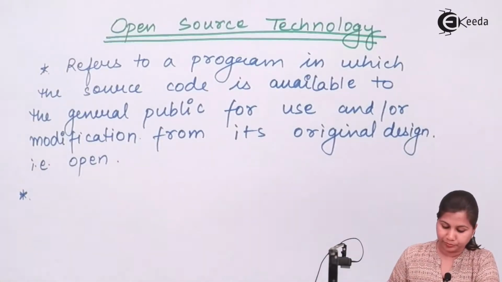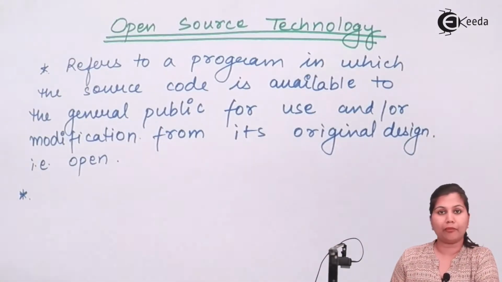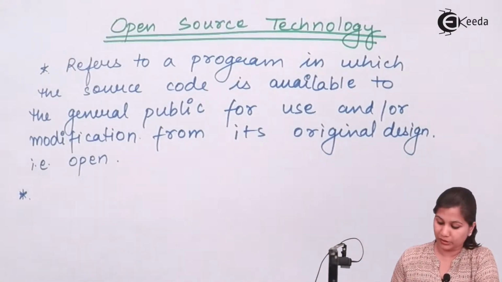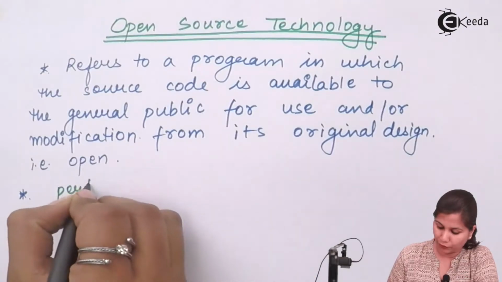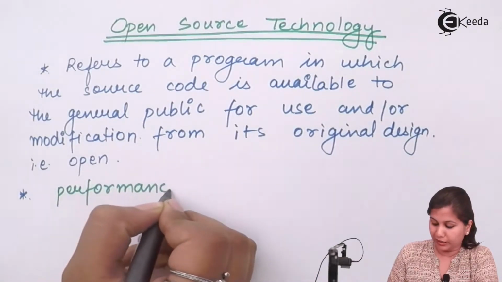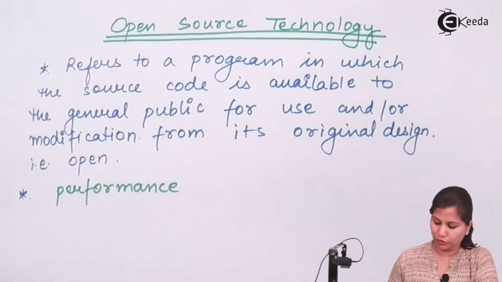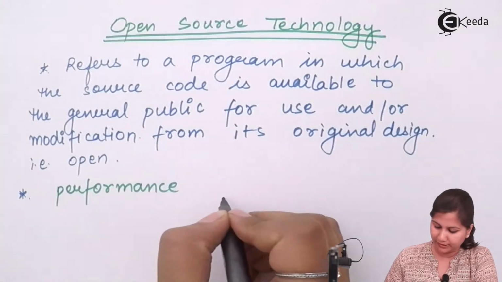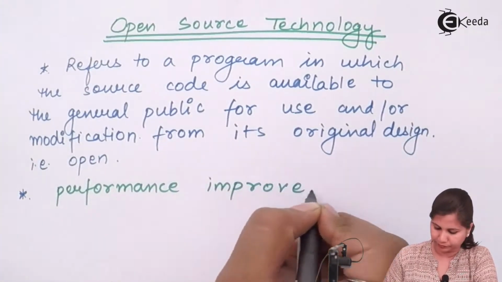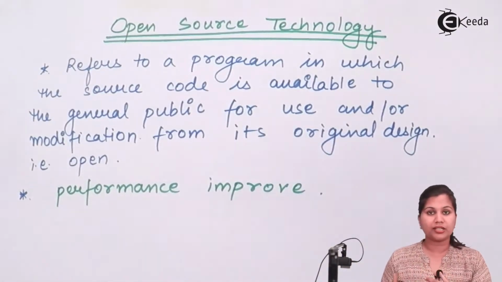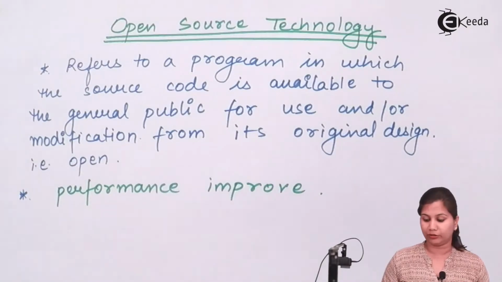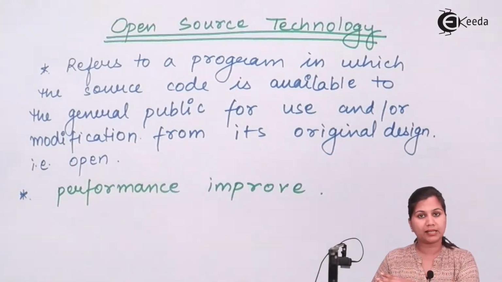So this type of technology is going to improve the performance of the system, because if any user has given a good change in the source code, and that change can be done effectively in the system, then it is going to improve the performance of the embedded system. So performance is improved. And we can share these changes over the community. If these changes can be made in some other system, then they can also be used there.